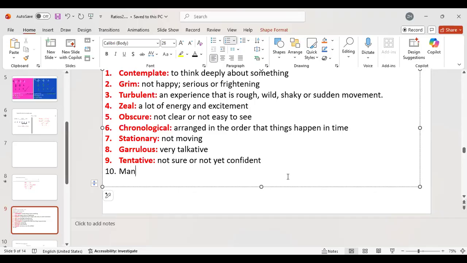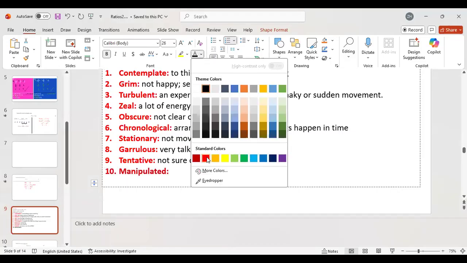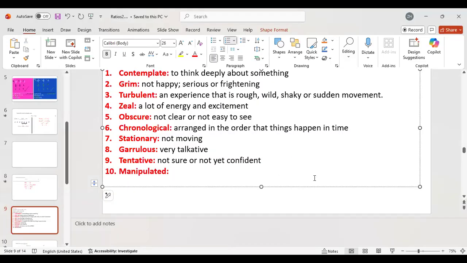Manifesting. Maximum. Manipulative. Close. Manipulated. Manipulator. Hold on. Manipulation. Close. Past tense. Manipulated. Thank you. Very good. If you said manipulated, very good. But it is manipulated. All right, what does manipulated mean?